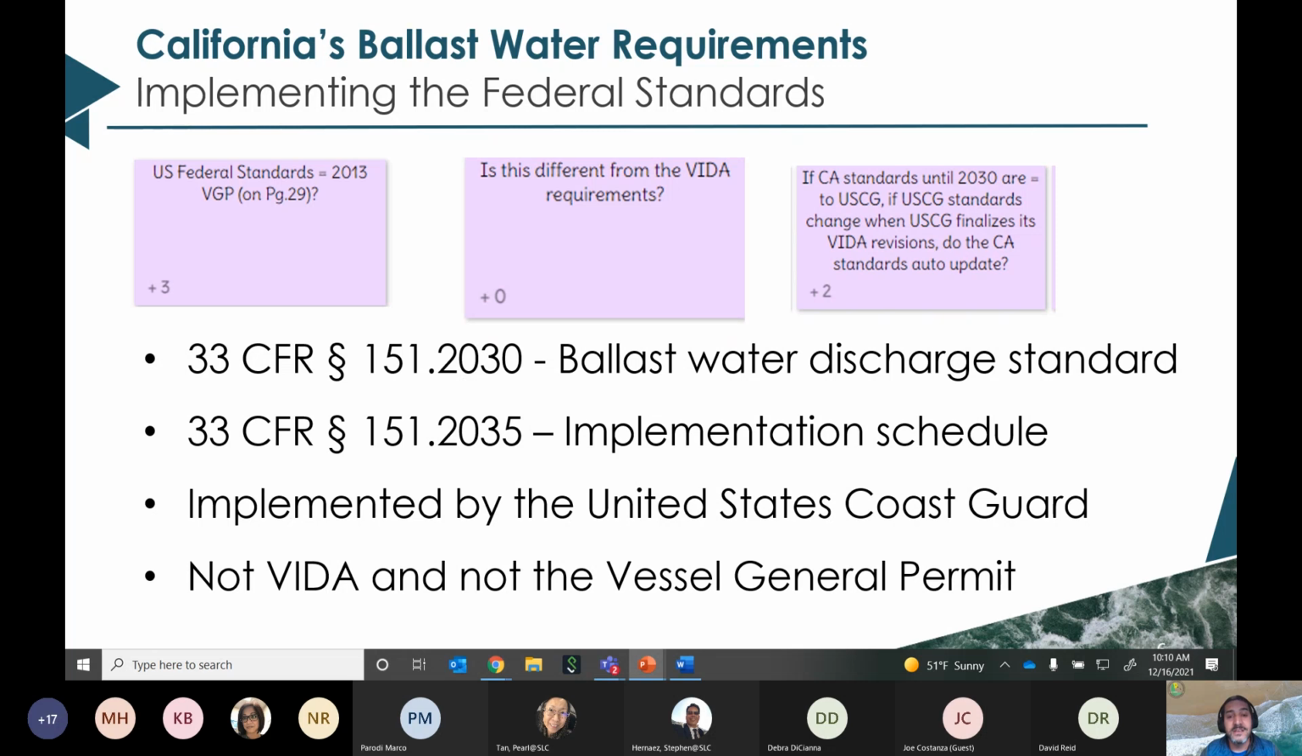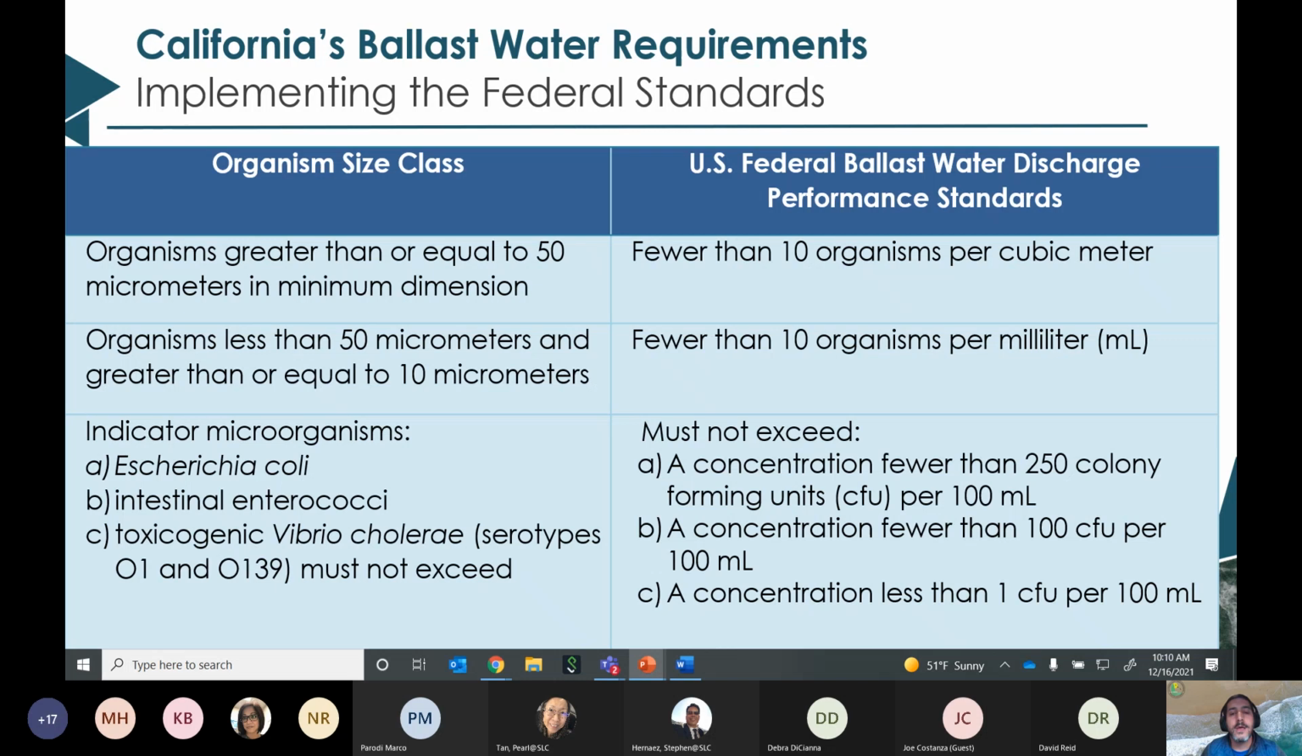They implement the existing US Coast Guard enforced requirements that are found in the Code of Federal Regulations, 33 CFR 151.2030. Those are the ballast water discharge standards. And then 33 CFR 151.2035 is the implementation schedule that we have implemented as well. So just to be clear on that.